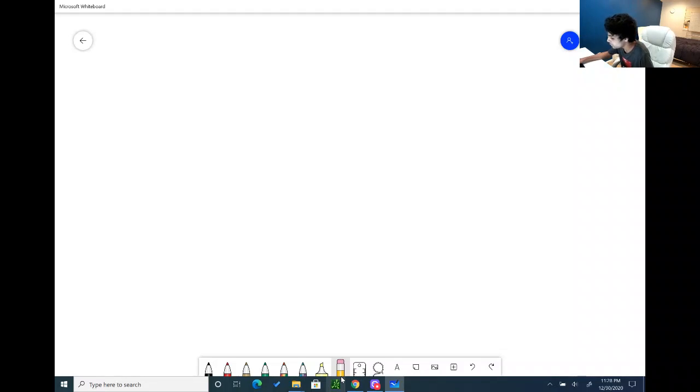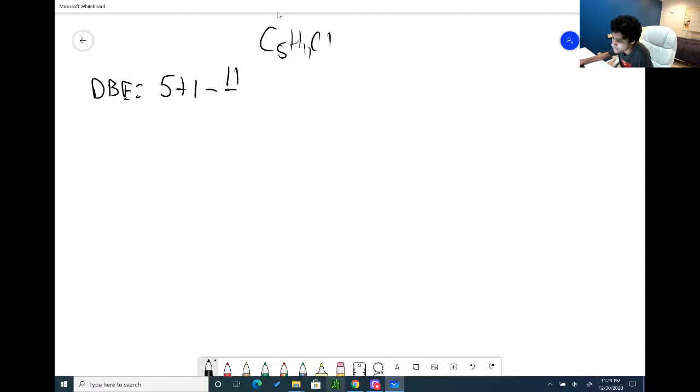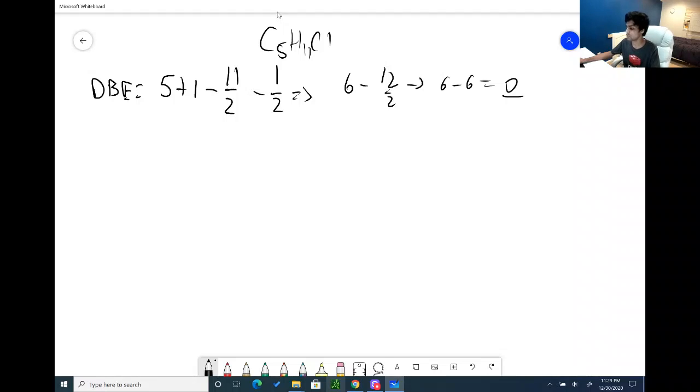Moving on, let's go to a more difficult one. So we have C5H11Cl. Let's calculate double bond equivalency again. So we have DBE equals 5 plus 1 minus 11 over 2 minus 1 over 2. And that'll give you 6 minus 12 over 2, 6 minus 6 equals 0. So there are no double bonds or rings.